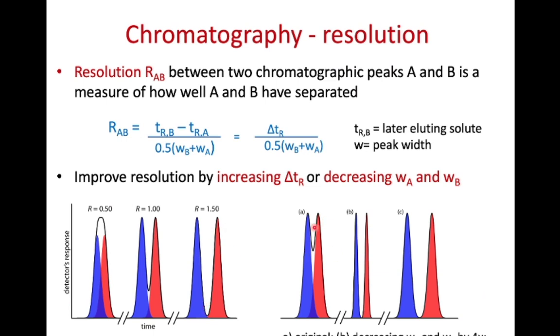So A is like the original. If we decrease WA and WB by 4 times, so reducing the peak width, we see something like this. But if we increase delta TR by 2 times, then we'll see something like this. So this is something that's kind of ideal.